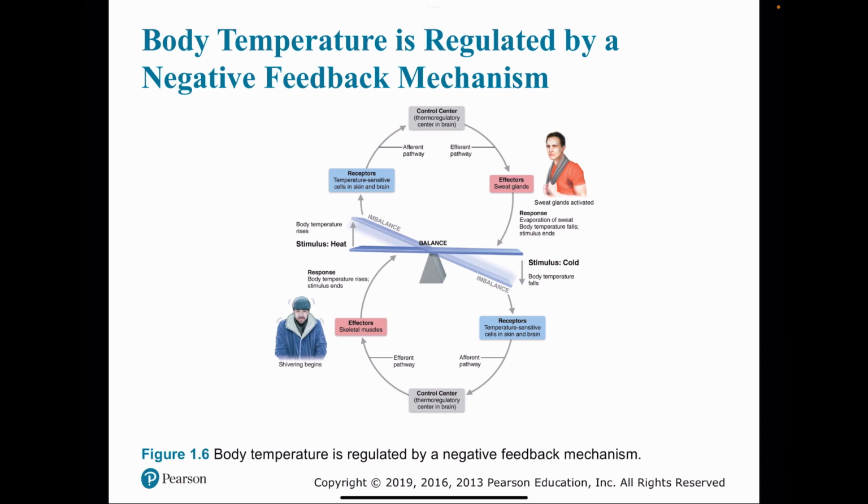Now, both of these are examples of negative feedback because the stimulus here is that deviation or change from the normal body temperature value. So both of these are negative feedback. Different things are happening, but both result in the body temperature going back to that normal value.